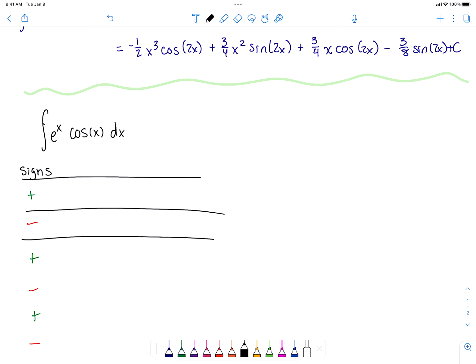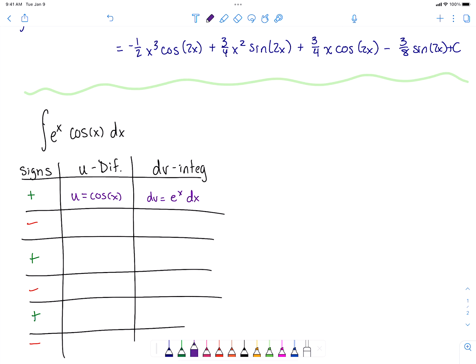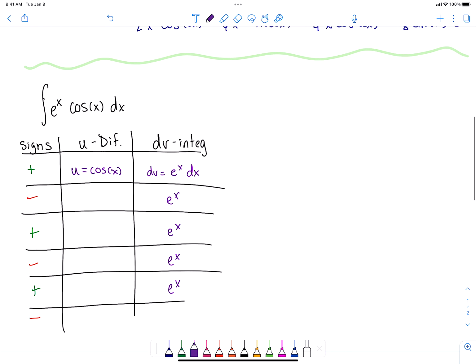And then we're still going to pick our u and our dv like we did before. So we'll pick our u, we'll pick our dv, and we're going to differentiate this first column, and we're going to integrate this second column. And we talked about this in class, that it really doesn't matter in this case which one you pick for u and which one you pick for dv. That really is up to you. It's nice to pick e to the x, particularly for its integral, because it's super easy to take. Its integral is e to the x forever and ever.